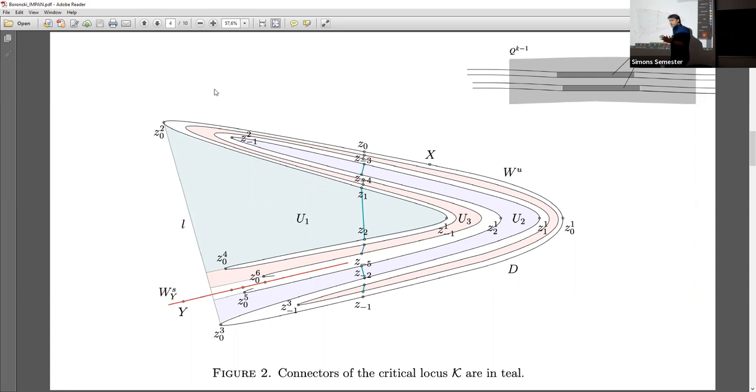In the Benedicks-Carleson paper, it is written that the critical points lie on some curve K, but there's no proof of that. When I visited Stockholm, Michael Benedicks told me that this actually has to be proven. He also pointed out to me that they don't consider all the critical points. So this progress was only made later by Wang and Young.